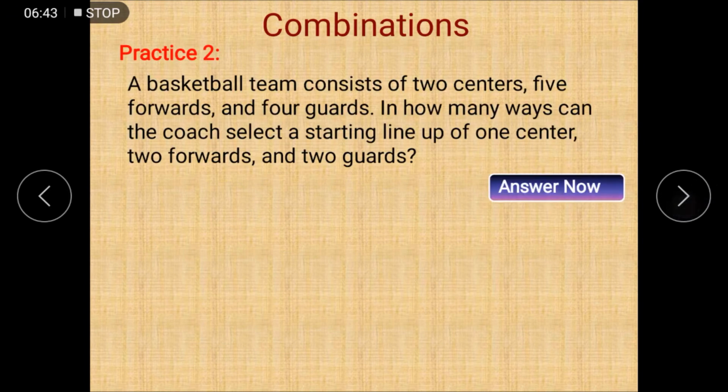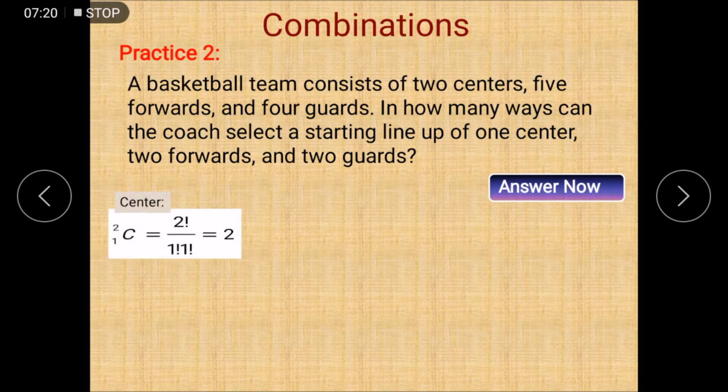Then a basketball team. This one is a bit complicated, because when we do this we have to think a bit. We have to use some logic here. So the basketball team consists of 2 centers, 5 forwards, and 4 guards. How many ways can the coach select a starting line with 1 center, 2 forwards and 2 guards? So that means we have how many people here?